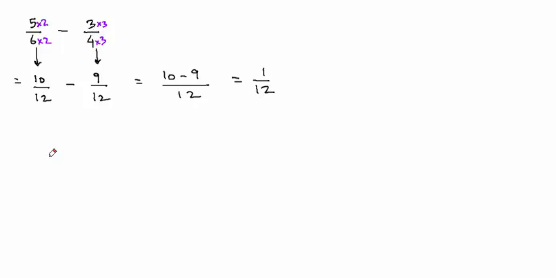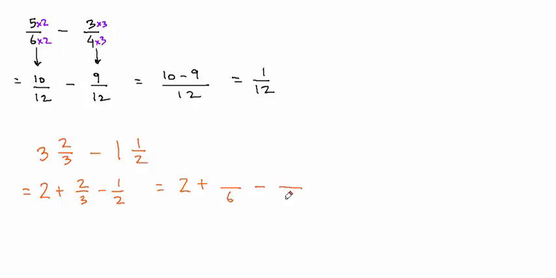Let's now try and subtract two mixed numbers. Let's say you want to do 3 and 2/3 minus 1 and 1/2. The idea is to subtract the whole numbers first. So you have 3 minus 1, that's 2, and then do a subtraction of the fractions, plus 2/3 minus 1/2. And the LCM of 3 and 2 is 6. So this is going to be equal to 2 plus something over 6 minus something over 6.